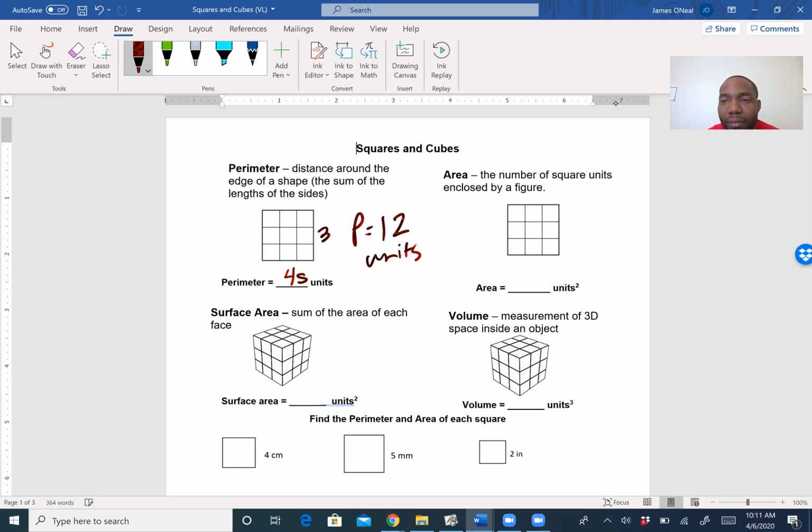The area of the square, let's get some interaction, because I'm not going to do all this talking, even though there's only 11 of y'all in here. Oh, gosh. Well, 10 of y'all.